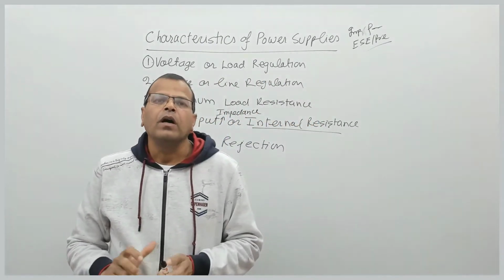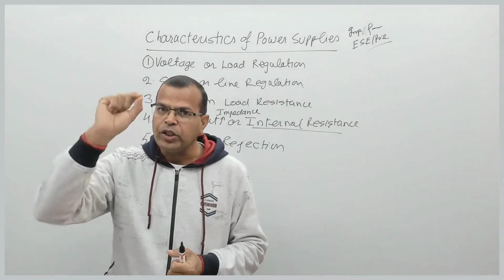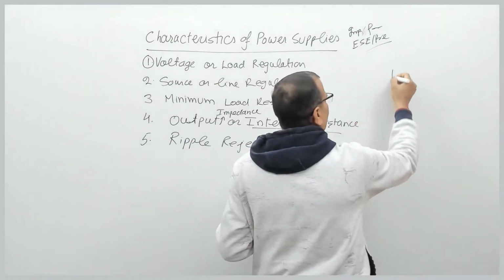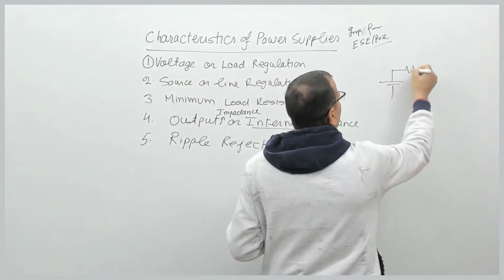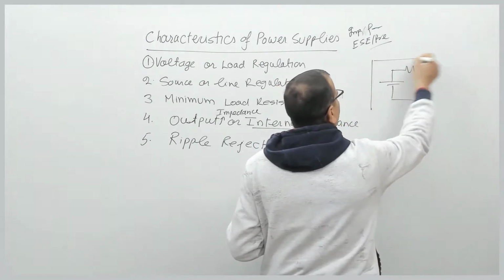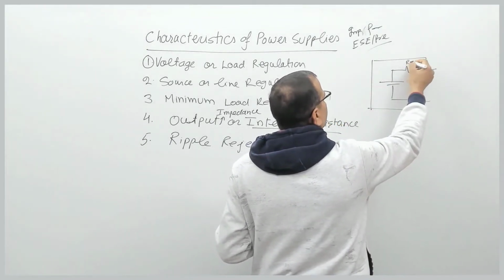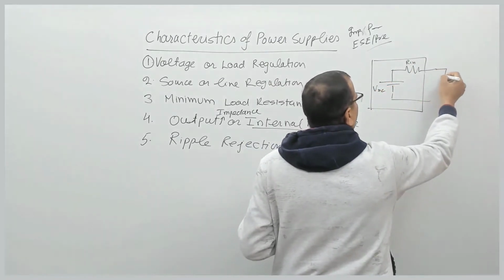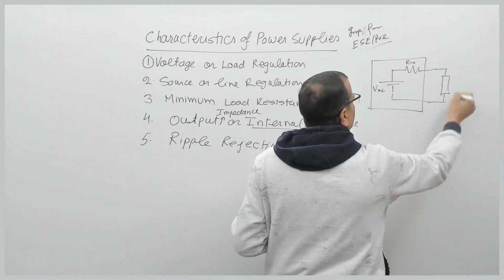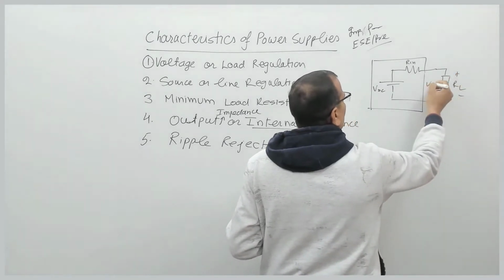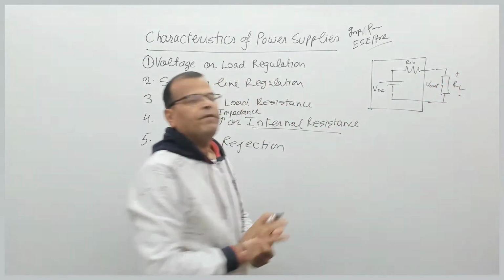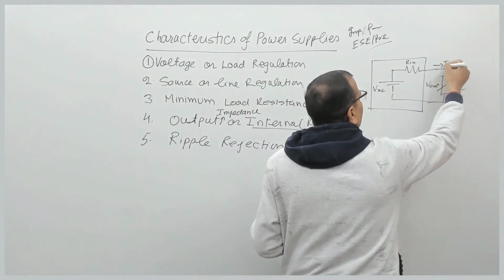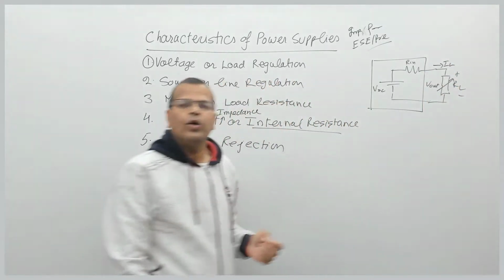Basically when we change the load impedance, first of all let us draw a general diagram of a power supply. Suppose this is the general diagram of a power supply, where this is internal resistance, this is VDC output, and we have load resistance connected here. This is load resistance and this is output of this power supply. Fine. So when you change the load resistance, there will be change in load impedance.